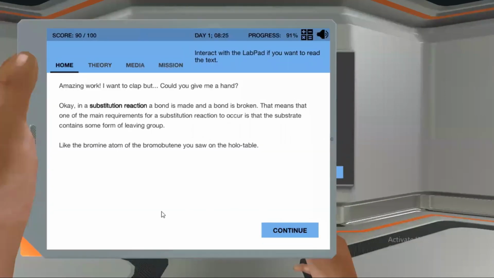Amazing work. I want to clap, but could you give me a hand? Okay, in a substitution reaction a bond is made and a bond is broken. That means that one of the main requirements for a substitution reaction to occur is that the substrate contains some form of leaving group, like the bromine atom of the bromobutene you saw on the hollow table.